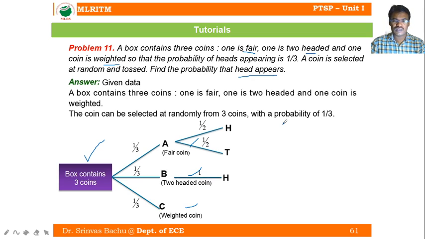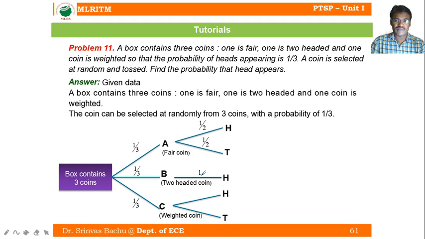The next one is the two-headed coin. Both sides show head. That is a two-headed coin. When we toss this coin, it will always show head only, because both sides are heads. It is 100% certain. The probability that head appears is 1.